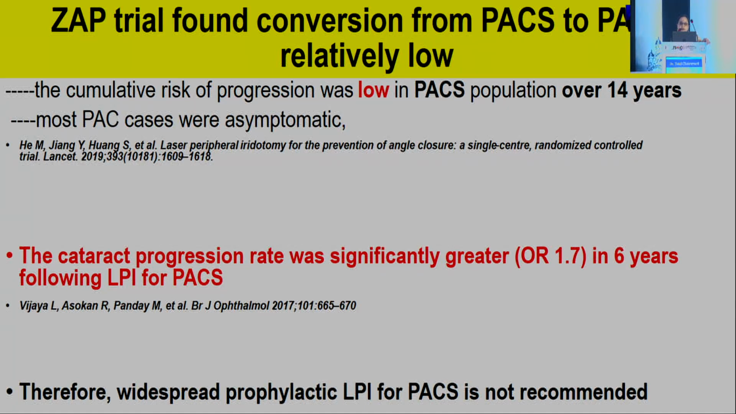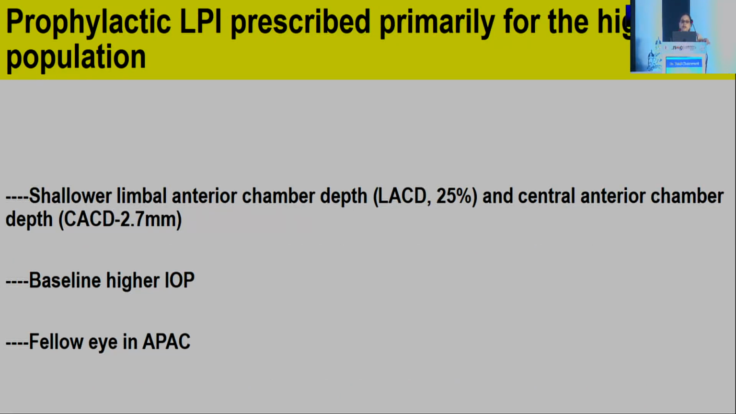Again, the cataract progression rate was significantly greater in the 6 years following LPI for PACS. Considering all these, widespread prophylactic LPI for PACS is not recommended. Prophylactic LPI is prescribed primarily for the high-risk population, like those having baseline higher IOP, fellow eye in APAC, and also shallower limbal anterior chamber depth.